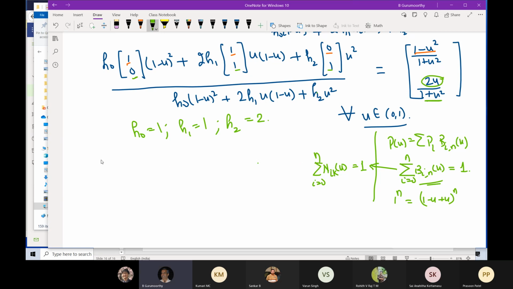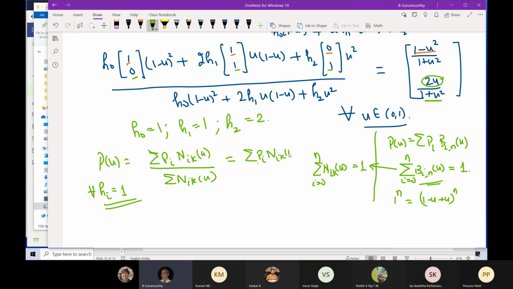I need this because if I go back to my expression for the rational spline curve, and write it down for the case where all h_i is equal to 1, what do I get? I get sigma P_i N_ik(u), because h_i is 1, divided by sigma N_ik(u). Correct? If all my weights are chosen to be uniformly 1, then this is what I get. And what is this equivalent to? This is just equivalent to P_i N_ik(u). Why? Because this, as per this observation, is unity.